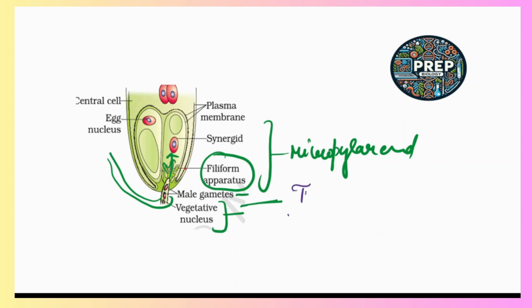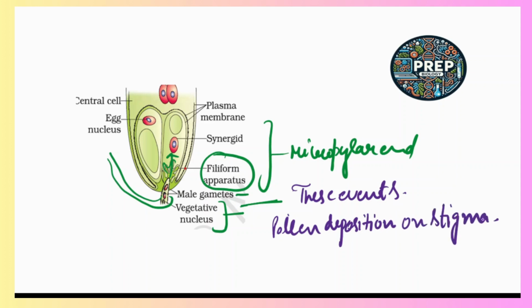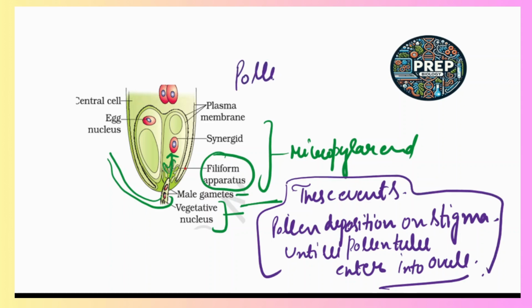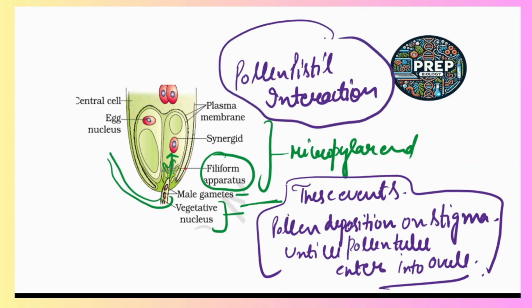All these events, from the pollen deposition on the stigma until the pollen tube enters into the ovule, come under the pollen pistil interaction. So all these events, from the pollen deposition on the stigma until the pollen tube enters into the synergid cells, are all about pollen pistil interaction.